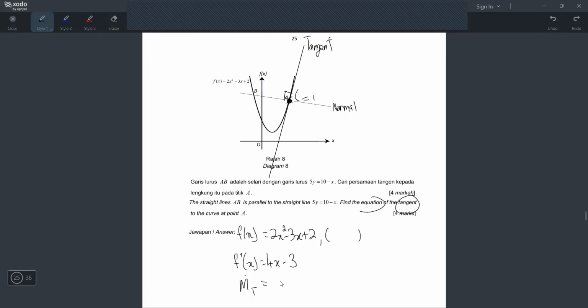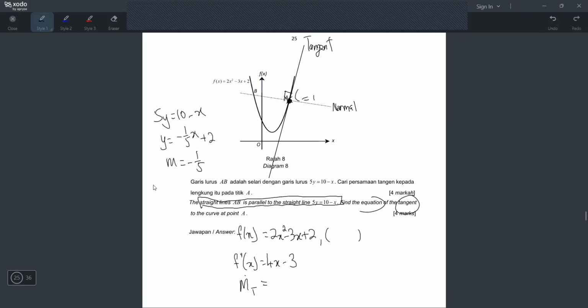And the problem here is that I don't have point A, right? So how? Do you remember they gave us some information to help? They say the straight line AB, which is the normal line, is parallel to this line. It means I can find the gradient of this line and borrow it, because my AB line is parallel to this line. So my AB gradient will be the same as the gradient of this line. So I'll change to linear form to get the gradient. 10 divided by 5 is 2. Negative x divided by 5 is negative 1 over 5 x. So it's very clear that the gradient of this line is negative 1 over 5.